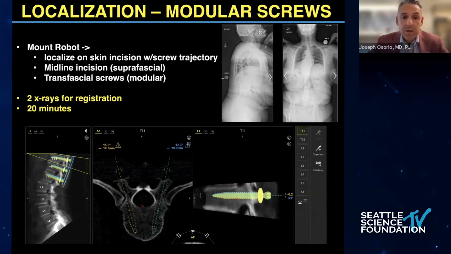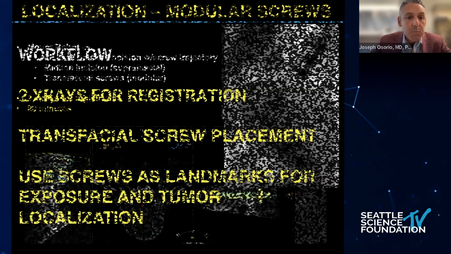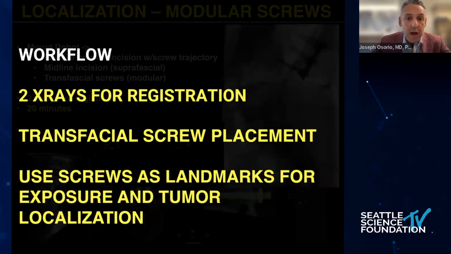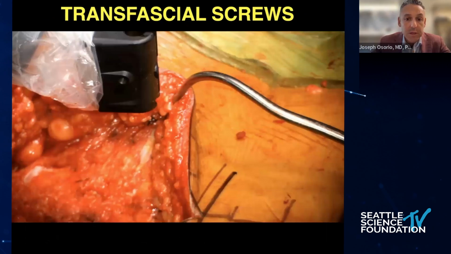I open up the skin, I do transfascial screws, and then I'm simply dissecting down. Now I know exactly where the tumor is, and I've placed a screw in an area where I'm going to do the pediculectomy. So it's already done part of the work for me. It makes a case like this much more streamlined. So the workflow, as I mentioned, is 2 x-rays for registration, transfascial screw placement, and now the screws are my landmark for where the tumor is essentially.